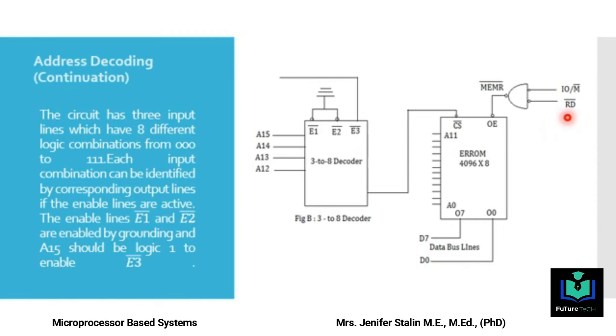The special signals used by the EEPROM are the read bar signal and the IO slash M bar signal, as we were learning in the previous session. When this RD bar as well as IO slash M bar is kept low, it activates the memory read signal, which is given to the output enable buffer. The output enable buffer in turn enables the data to be read through the data bus lines, that is D0 to D7, where the microprocessor will take advantage to read the data from the memory device.